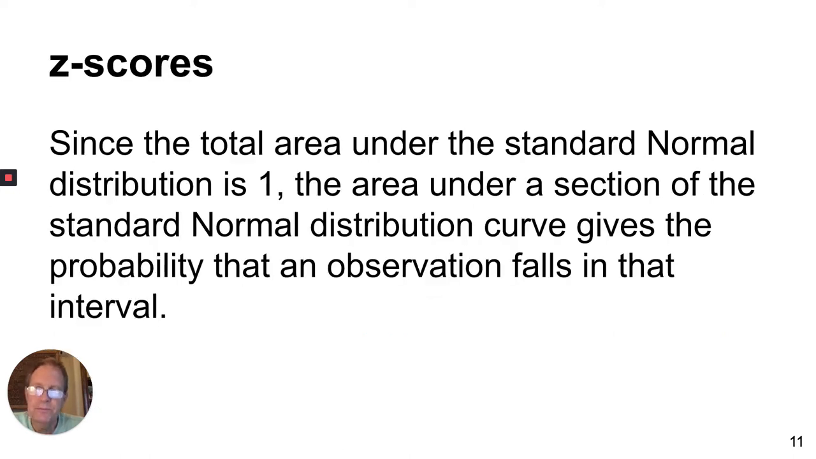Z-scores, here's the principle that I was talking about before. Since the total area under the standard normal distribution is 1, the area under a section of the standard normal distribution curve gives us the probability that an observation falls in that interval.